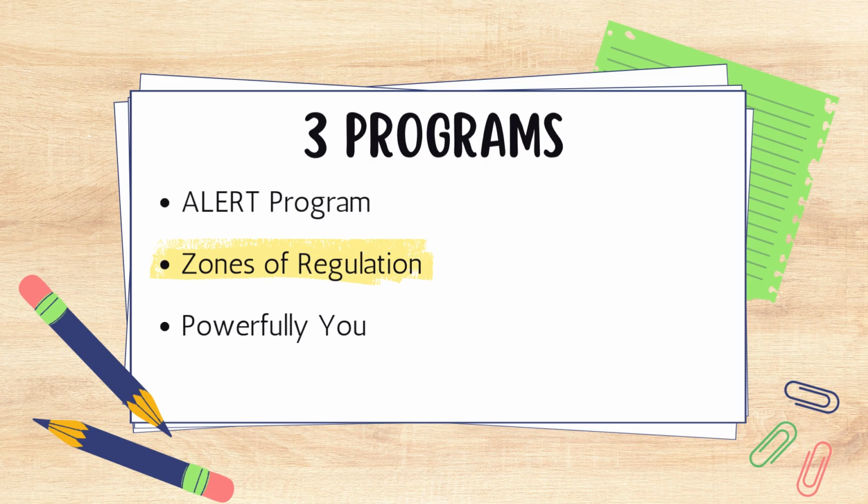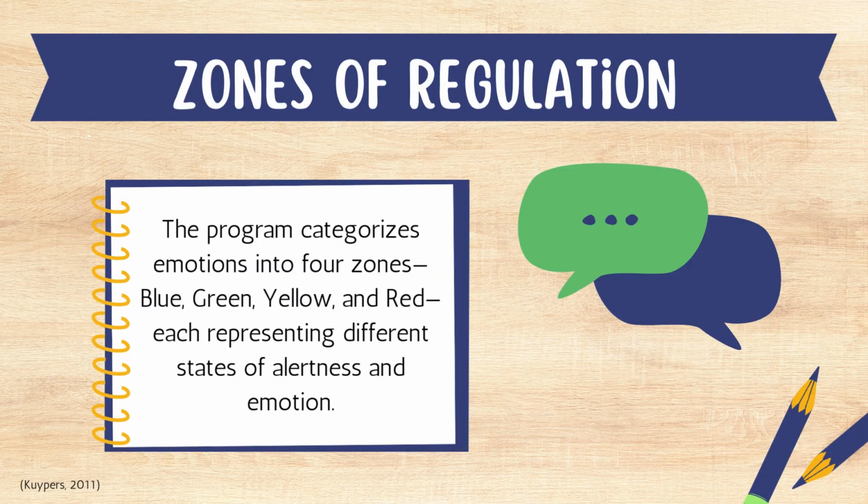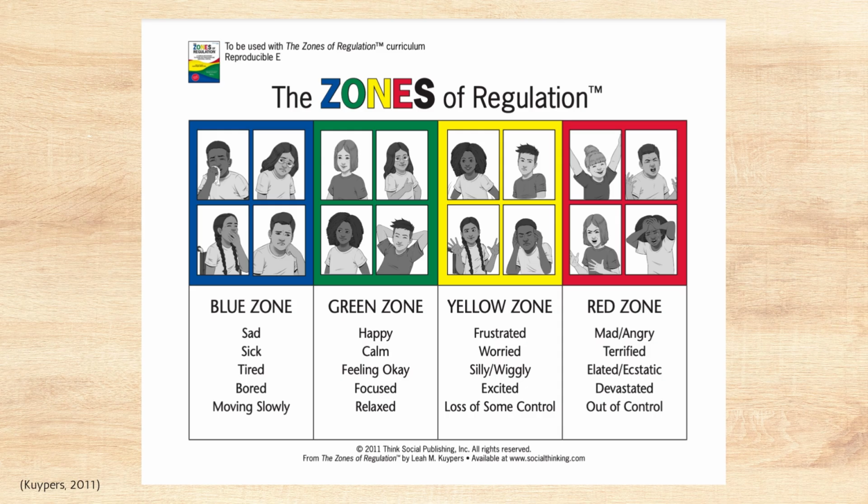Next, we'll talk about zones of regulation. The zones of regulation is an evidence based framework that helps children from age 4 and older understand and manage their emotions effectively. The program categorizes emotions into 4 zones: blue, green, yellow, and red, each representing different states of alertness and emotion. Here, you can see each zone. Blue includes feelings and emotions of sad, sick, tired. Green can include happy, calm, focused. Yellow includes frustrated, worried, excited. And lastly, red includes mad, angry, terrified, and other strong feelings.